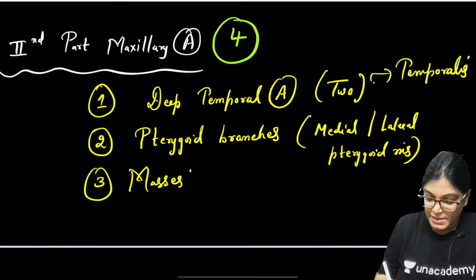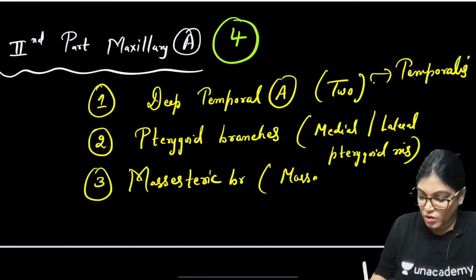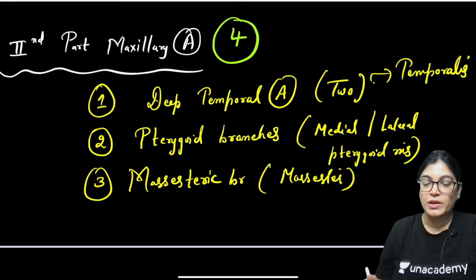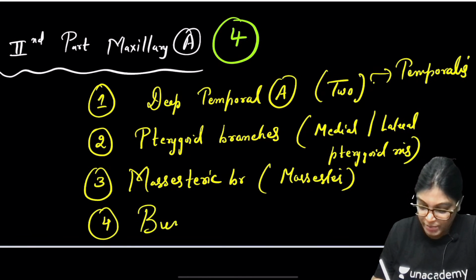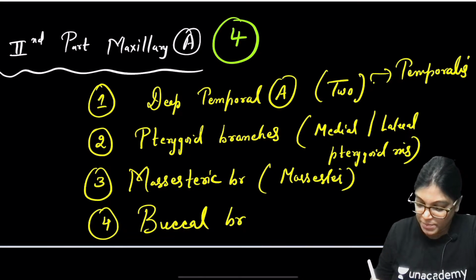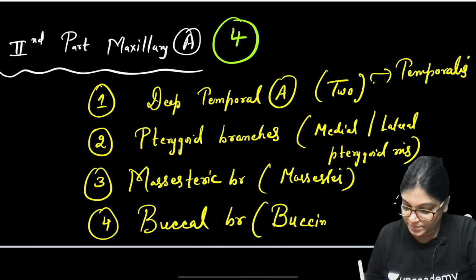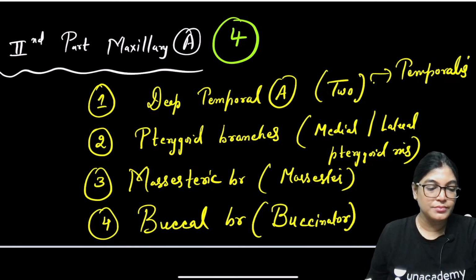What do you mean by masseteric branch? Masseteric branch is supplying the masseter muscle, quadrilateral muscle lying on the outer aspect of the ramus of mandible, one of the important muscles of mastication. And the 4th branch is the buccal branch. So buccal branch will supply which muscle? It will supply the buccinator muscle.